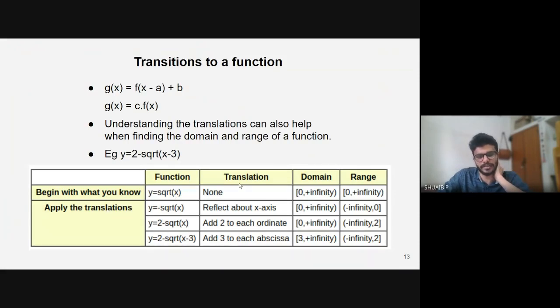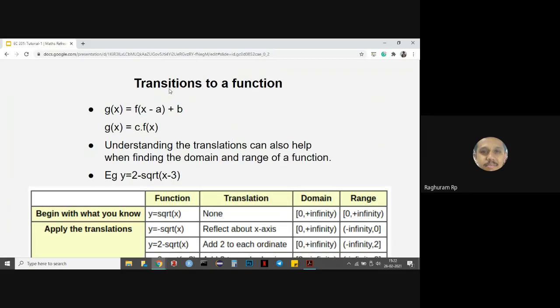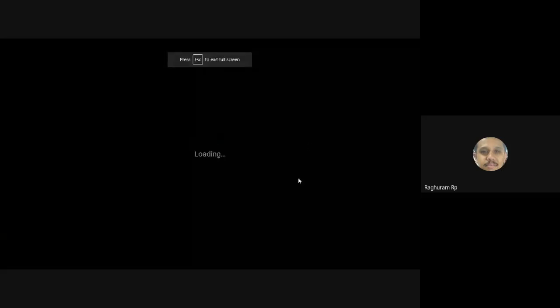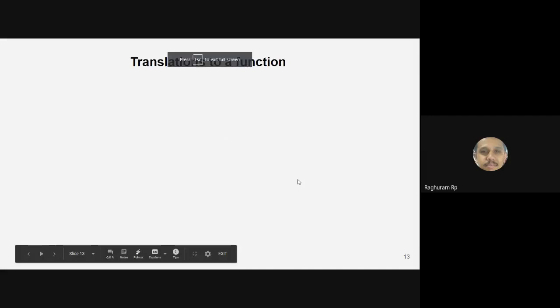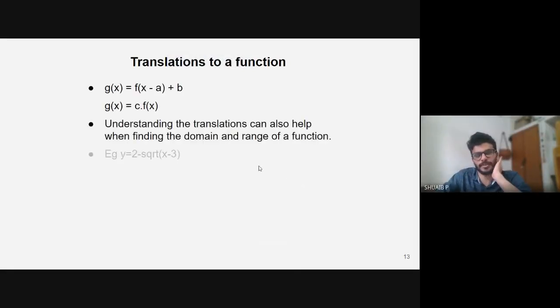you can see. Transformation or translation? I mean, translation. Oh, I think it's translation. Sorry. Yeah, I think both can be used. I'm not sure, but yeah.